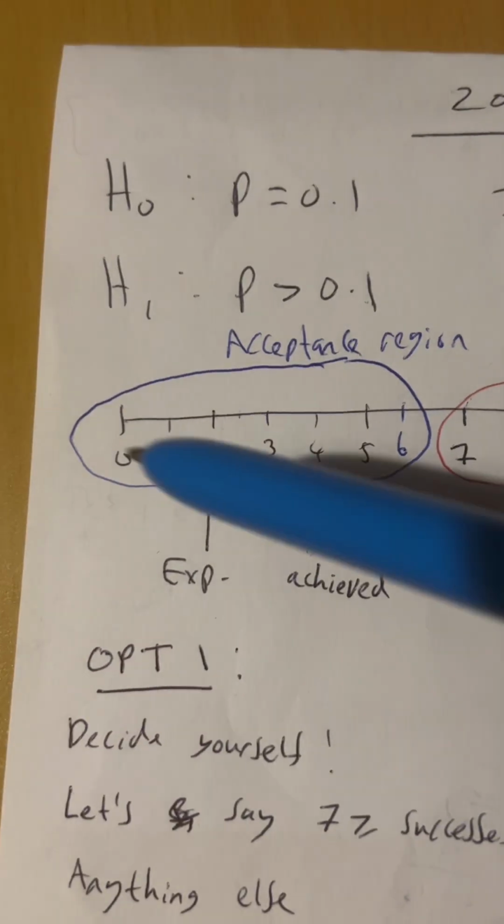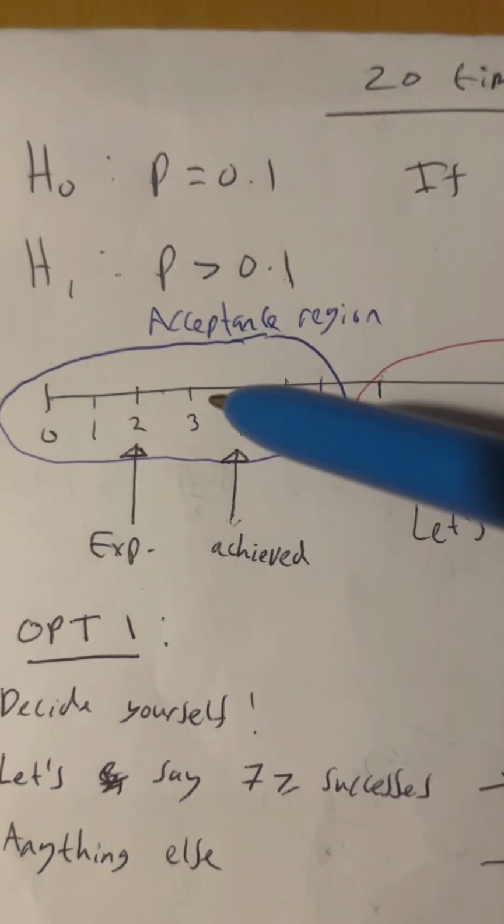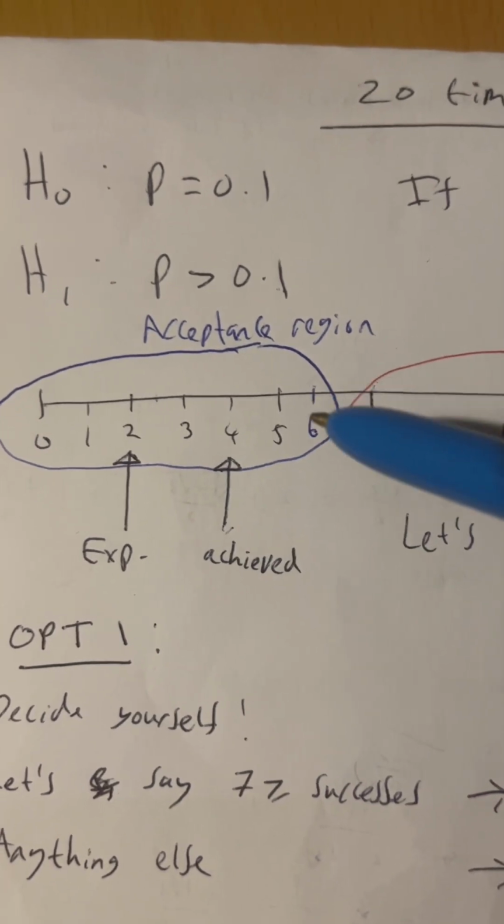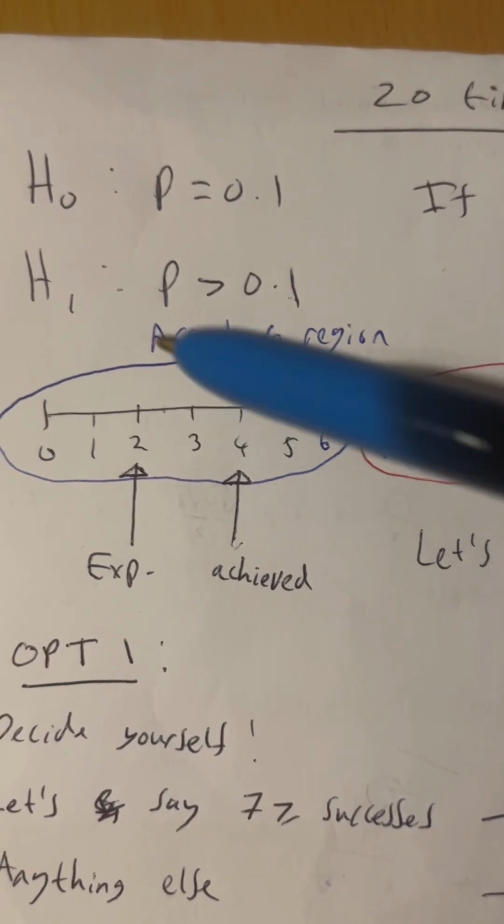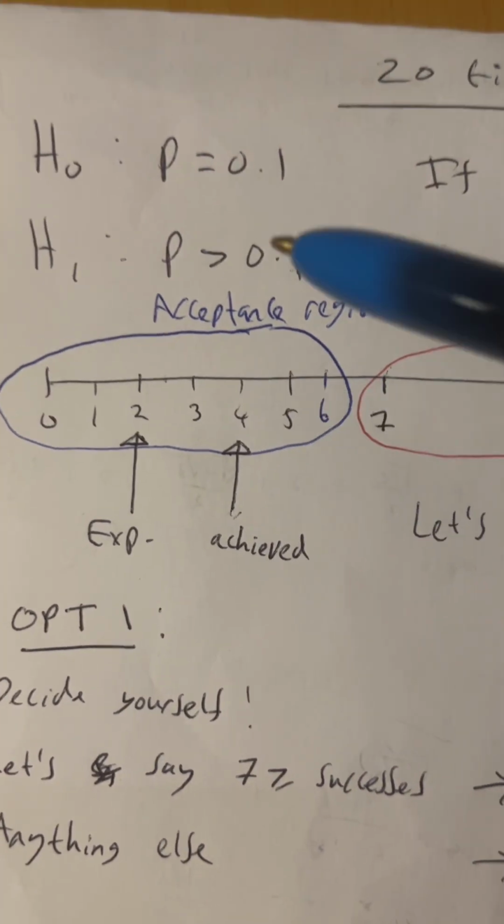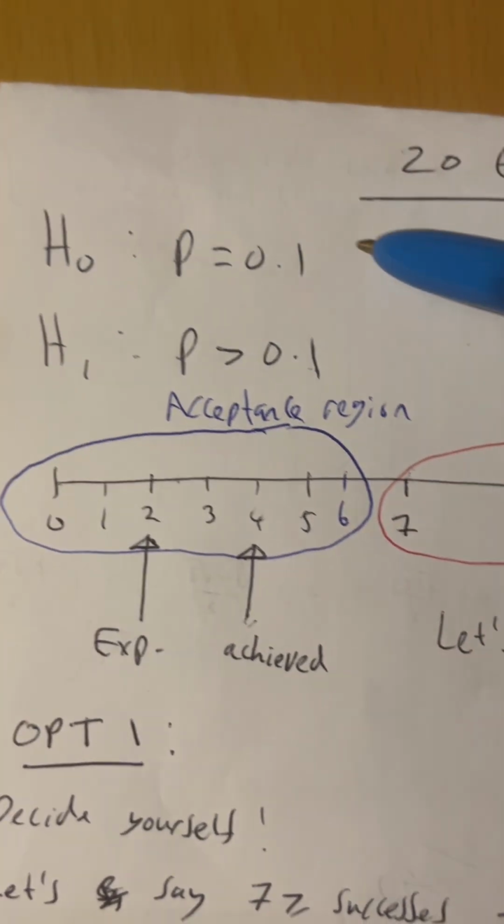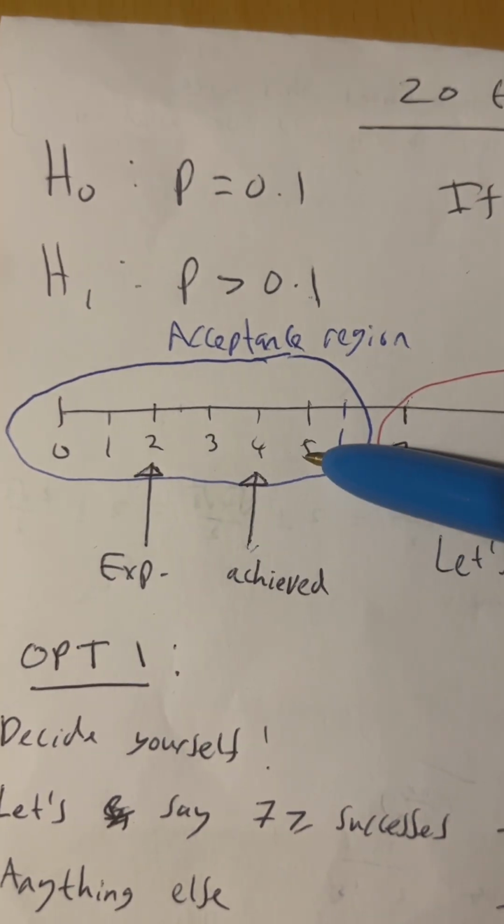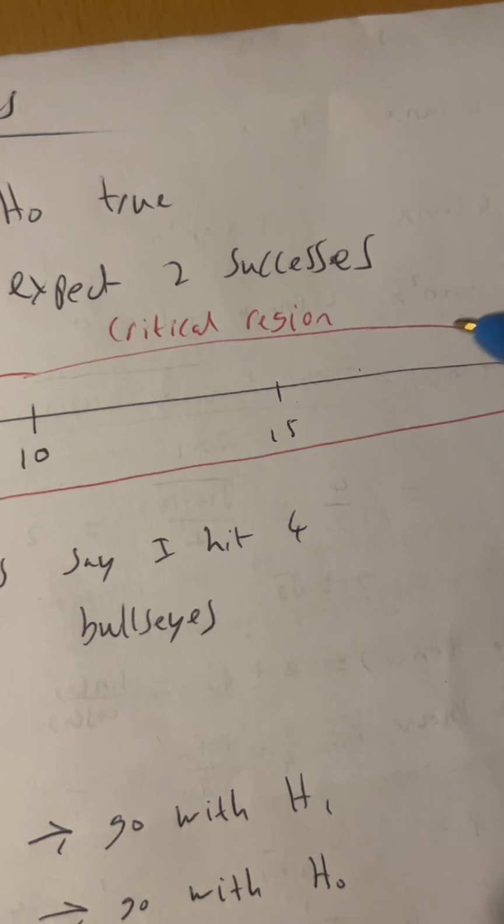So that region of numbers is called a critical region. And then all of these numbers here, 0, 1, 2, 3, 4, 5, 6, this is the acceptance region, because if you got 6, 5, 4, 3, 2, 1, 0 successes, you would have to accept H0. So this is accept H0, this is reject H0.